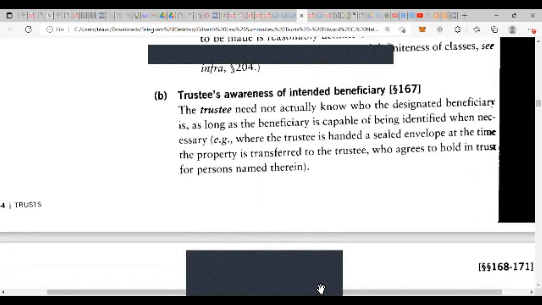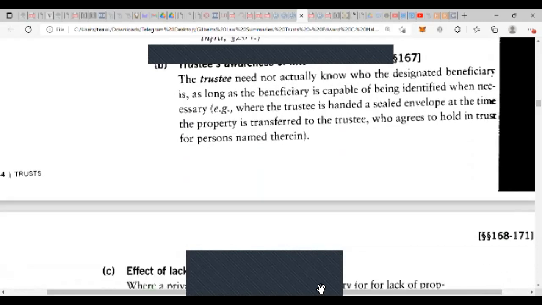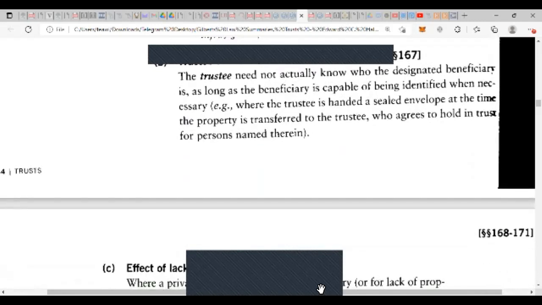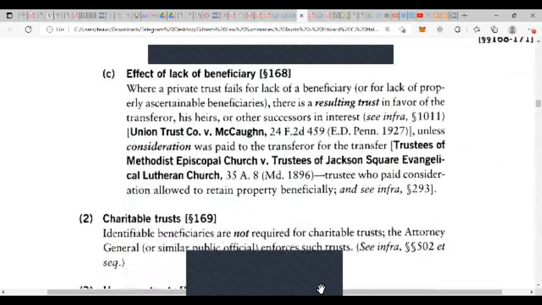Trustee's awareness of intended beneficiaries, section 166B. The trustee need not actually know who the designated beneficiary is, as long as the beneficiary is capable of being identified when necessary, such as where the trustee is handed a sealed envelope at the time the property is transferred to the trustee, who agrees to hold in trust for persons named therein.